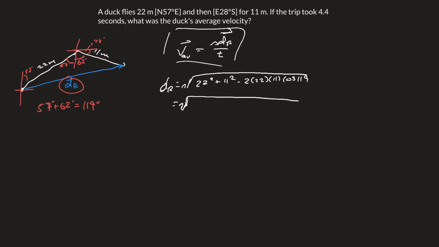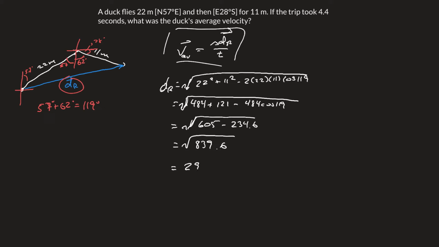So we'll take this a couple steps at a time here. That gives us 484 plus 121 minus 484 cos 119. We keep solving one step at a time just to make sure we don't make any mistakes. It gives us 605 minus 234.6. Finally, that gives us the square root of 839.6. So the dr, the resultant distance here, or displacement, I guess, is 29 meters.